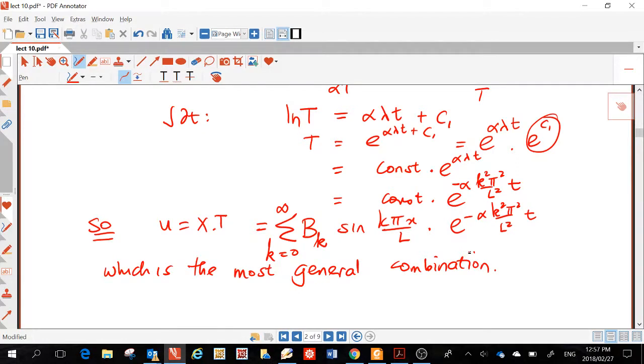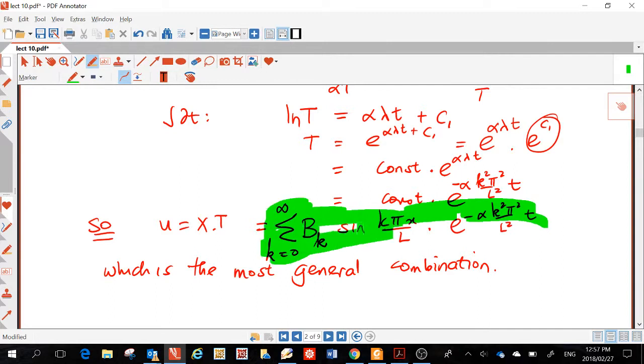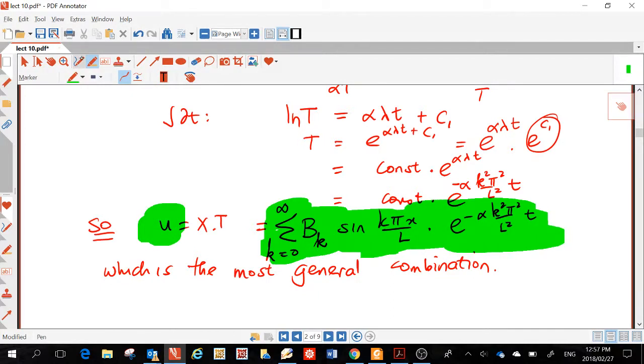And voila, I've actually solved the problem. I've got the temperature. I have now found out that the temperature profile is given by this function here. U is equal to that.